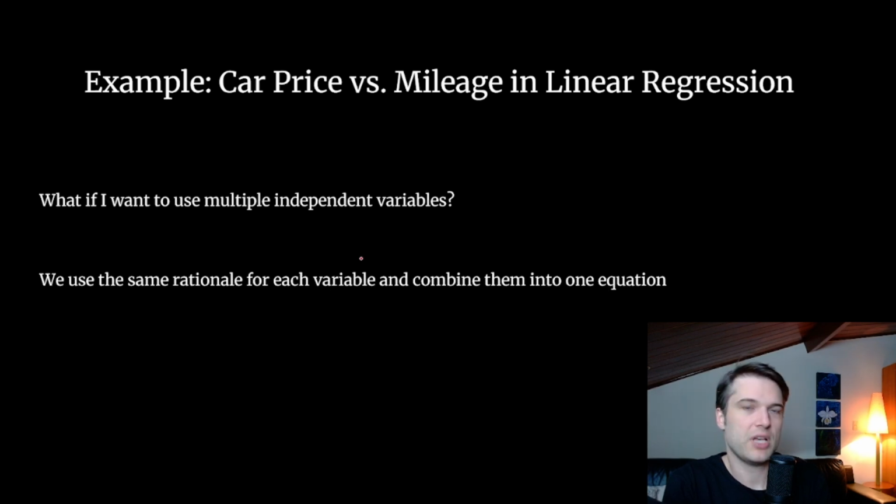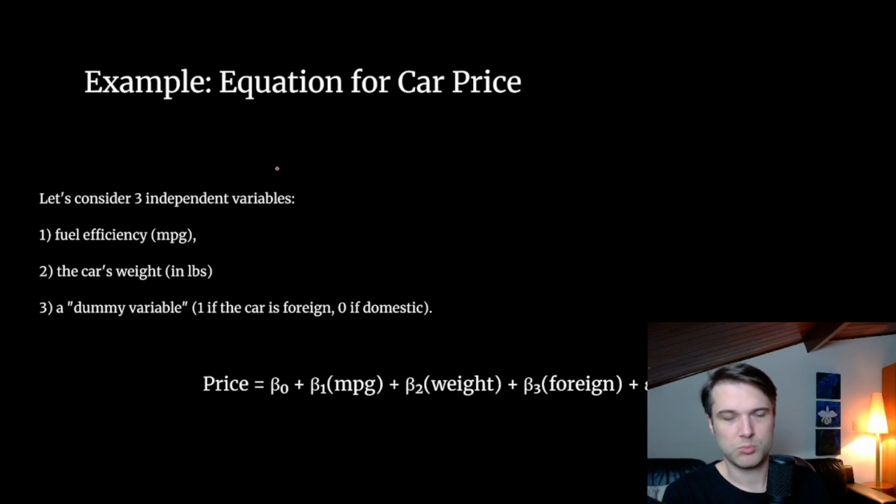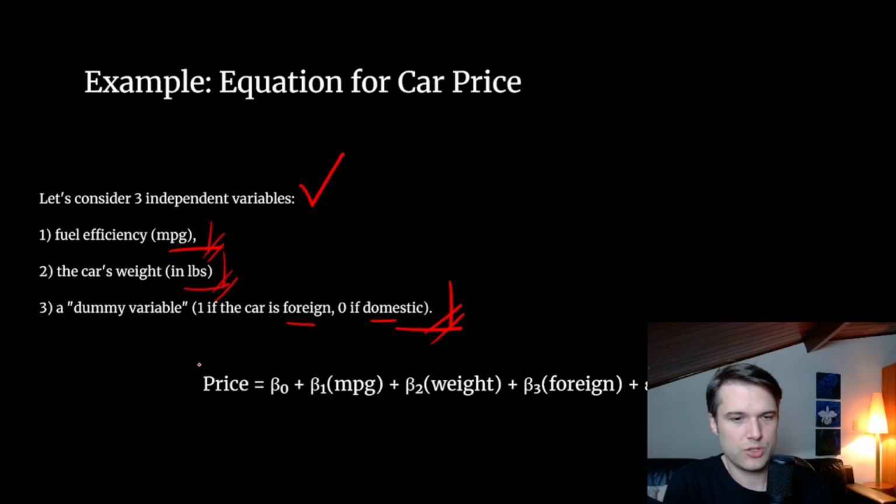Can we do this? Yes, of course we can. We just use the same rationale for each variable and then combine them into one equation with different coefficients, one coefficient for each independent variable. So going on with this example, let me consider 3 independent variables here. Fuel efficiency keeps existing. The car weight, let's suppose that the car weight makes a difference in the price. And another dummy variable, which I introduce for you to understand what a dummy variable is: if the car is produced locally or if it's an imported car. And the equation should be this one.